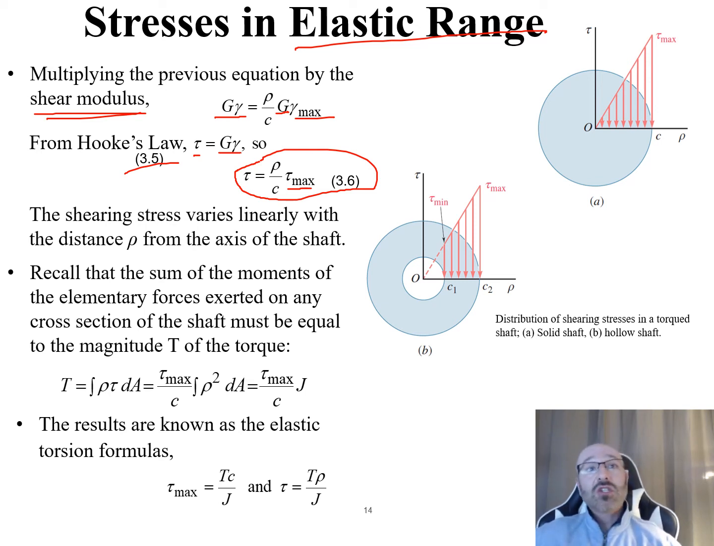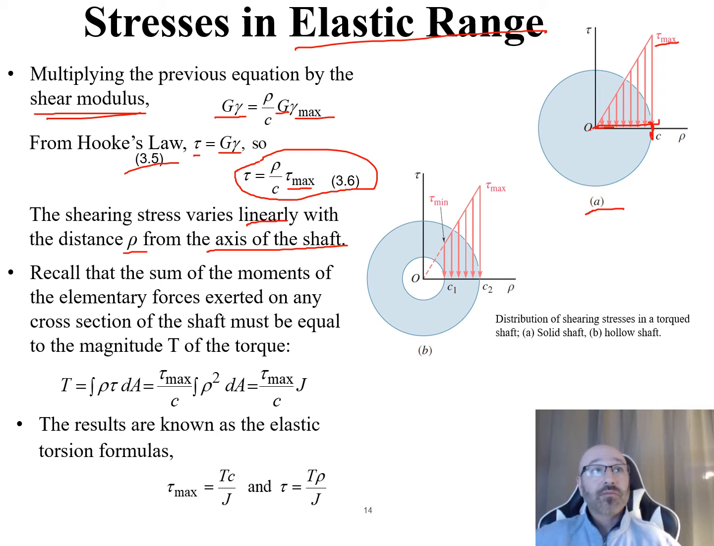So in this, the shearing stress varies linearly with the distance rho from the axis of the shaft that we discussed earlier. If we're talking about this for a solid shaft, we can take a look over on the right in diagram A. This is a distribution of the shearing stress in a torqued shaft. You can see as we move out along the rho axis, it varies linearly from 0 at the center all the way out to a max shear, tau max, when we get to C at the surface of, in this case, a round solid shaft.